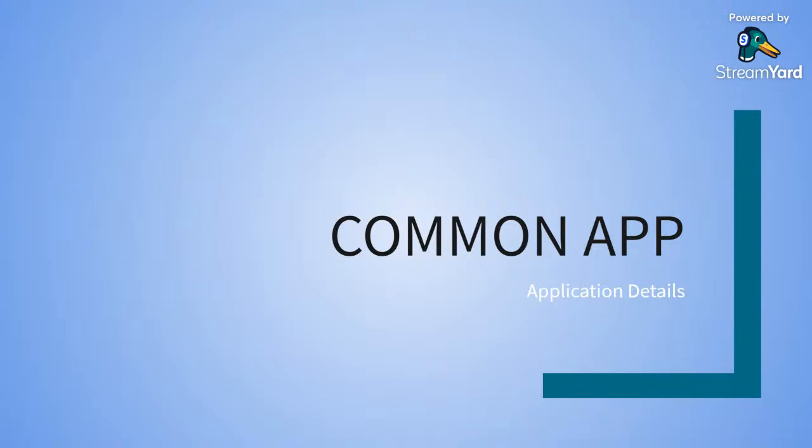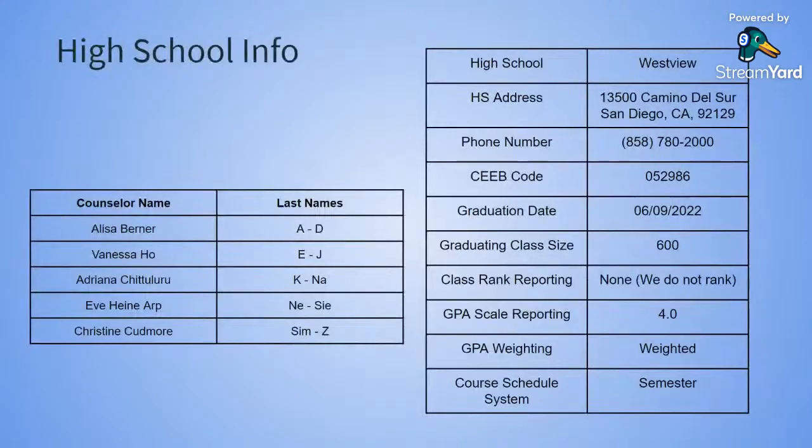Okay, so we are going to take a look at the Common Application. This is some important information about your high school that will be asked on the Common Application. You can reference this page. This may be a good page to take a screenshot of. It will ask for specific information about your graduation date. Graduating class size is approximately 600. Also important is that we do not rank, so that is one of the questions you will be asked on the application.